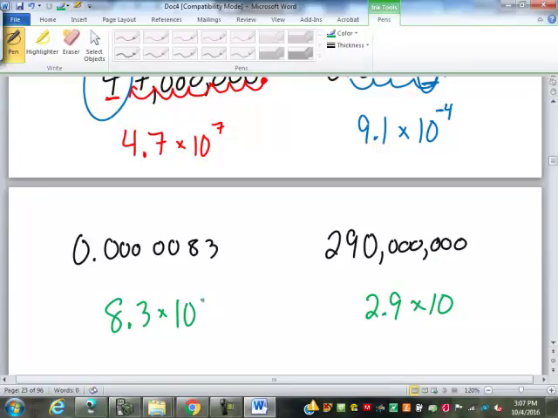What power of 10 is going to go here? -6. It's in the negative side. The decimal point had to go 1, 2, 3, 4, 5, 6. What power of 10 is going to go here? 8. This is definitely the positive side. We had to go 1, 2, 3, 4, 5, 6, 7, 8.